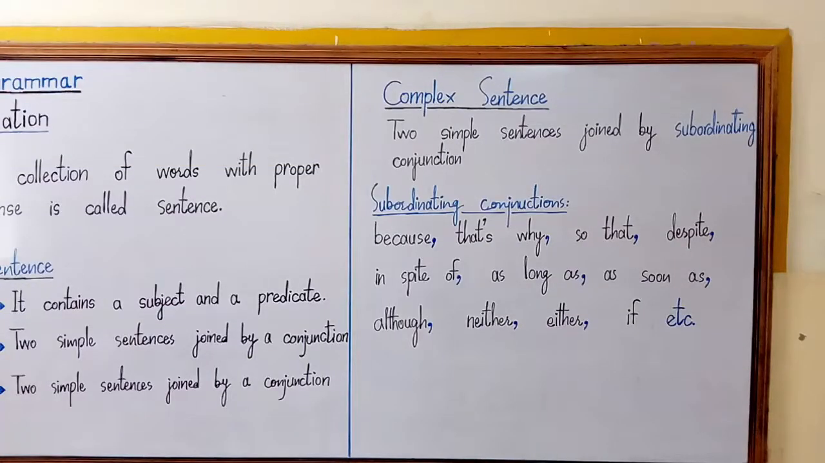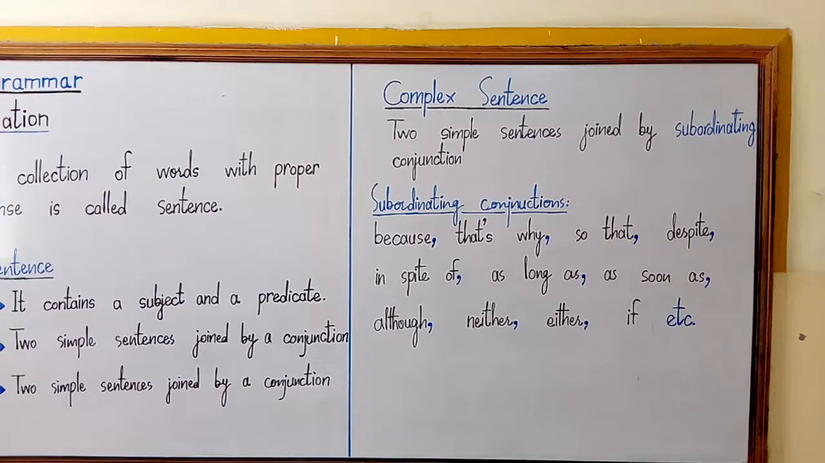While a complex sentence is a combination of two simple sentences joined by a subordinating conjunction. What are subordinating conjunctions? All the conjunctions excluding the 7 coordinating conjunctions. You remember FANBOYS. Excluding those FANBOYS, every conjunction is called a subordinating conjunction. I have given you some of the subordinating conjunctions before you on the board here.